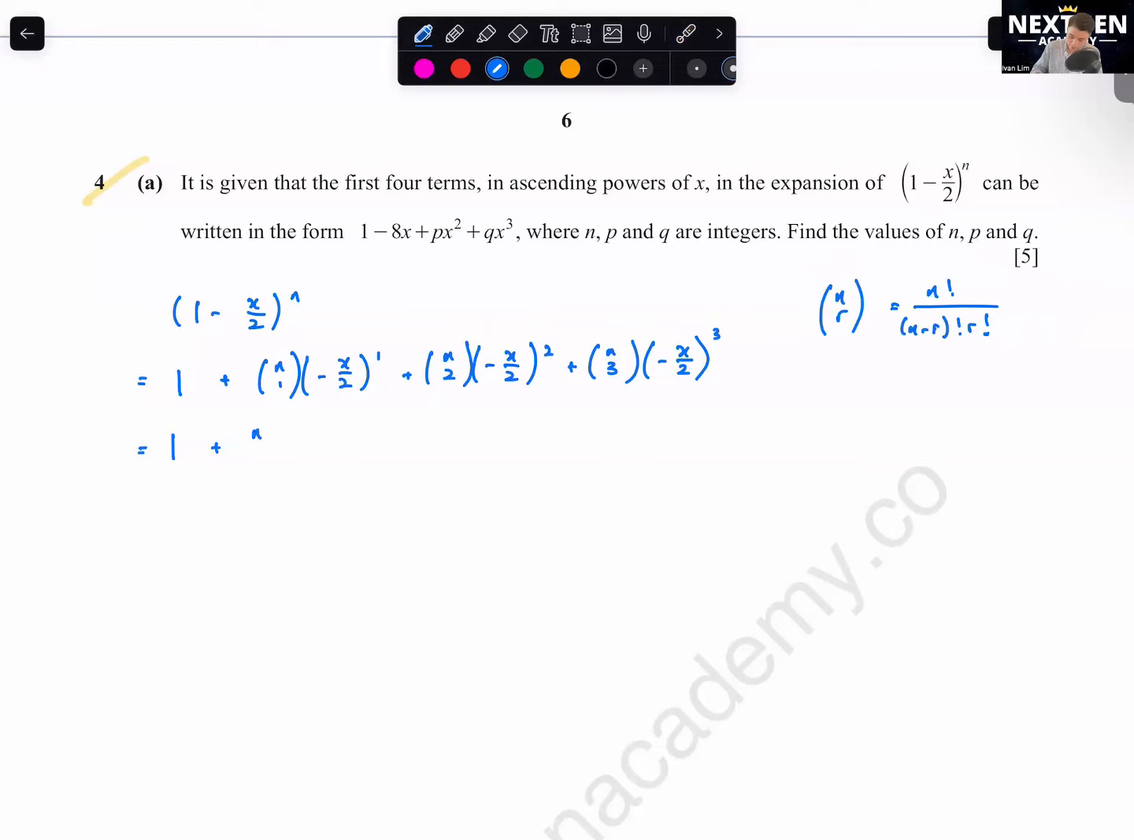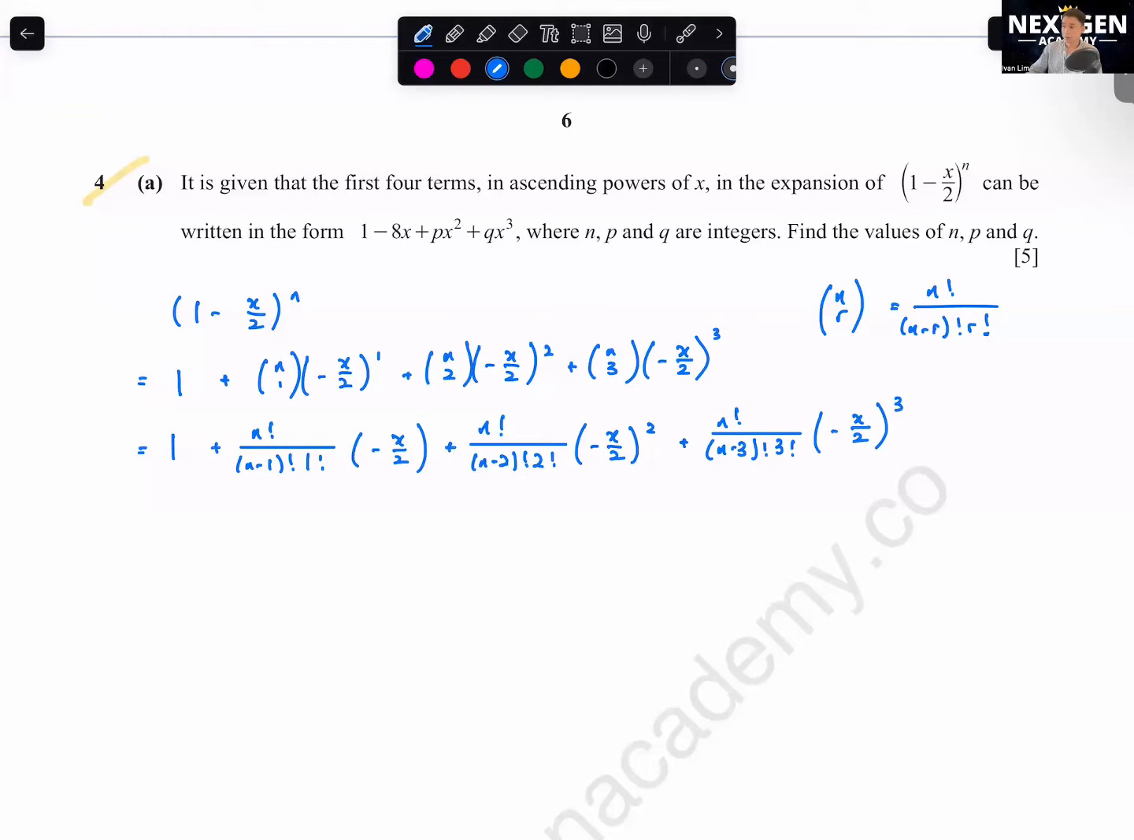So here we will get n factorial over n minus 1 factorial minus x over 2 plus n factorial over n minus 2 factorial minus x over 2 squared plus n factorial over n minus 3 factorial minus x over 2 cubed. Okay, how do we simplify it? Whenever we got n and factorial, our goal is we want to eliminate terms with n factorial.